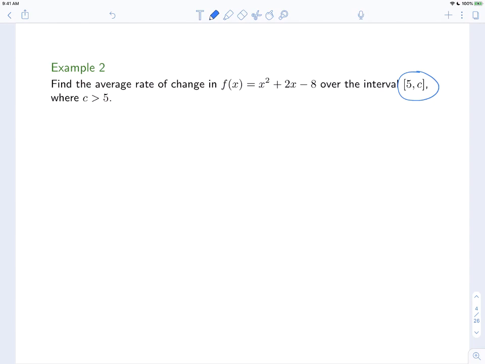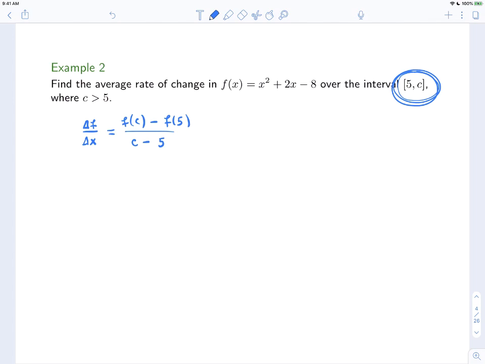So the average rate of change in f is delta f over delta x. So this is the difference in the f values, the outputs, divided by the difference in the x values, the inputs. So the two inputs are 5 and c. So on the bottom, we're going to have the larger one minus the smaller one. So on the top, it's the output at these two inputs.